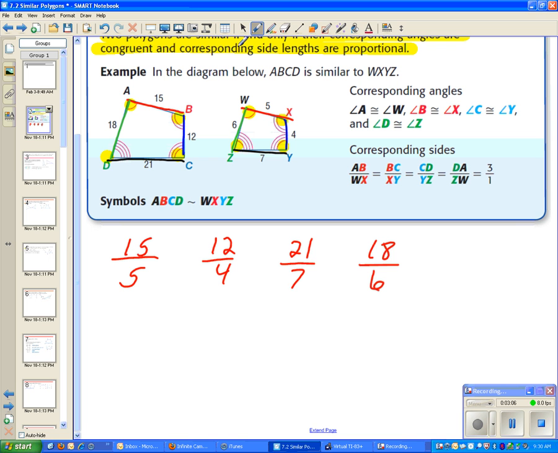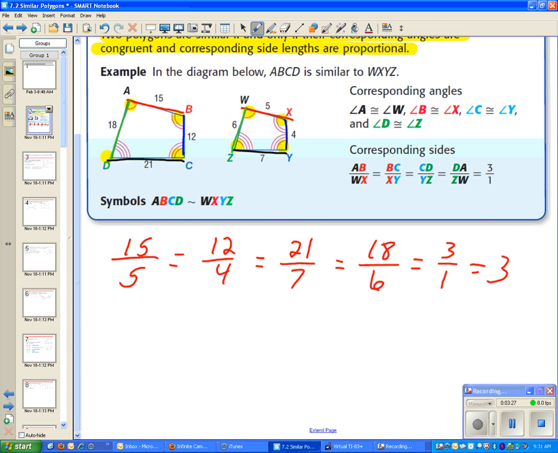So I made a ratio out of each pair of corresponding sides. What do all of those reduce to? They all equal 3 over 1 or 3, don't they? So all of the ratios are equal. That's proportional. When all of the ratios are equal, that means proportional.